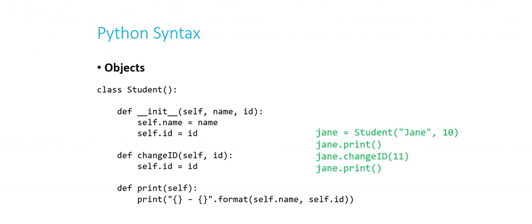If I then printed it out, I would print out Jane space dash space 10. Then if I executed Jane.changeID 11, you can probably guess what would happen, because when I then printed again, it would print Jane space dash space 11. So that's just some examples of defining a class, defining methods, assigning properties. Again, all of this is inherent to what it means to be working in an object-oriented programming language.